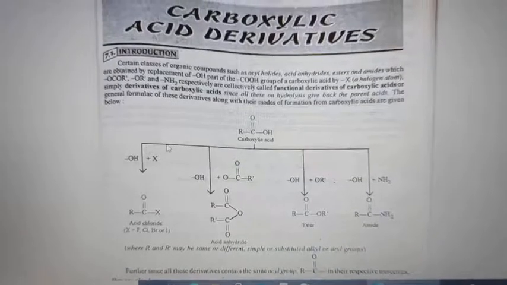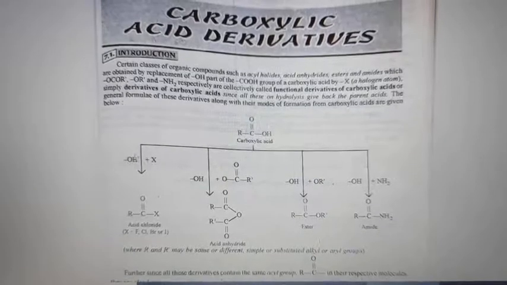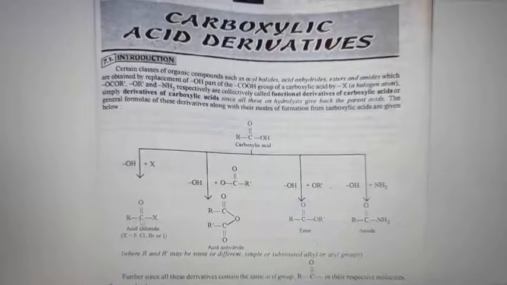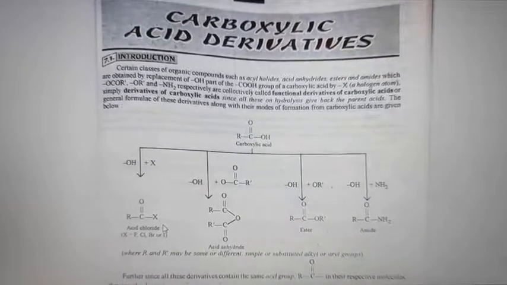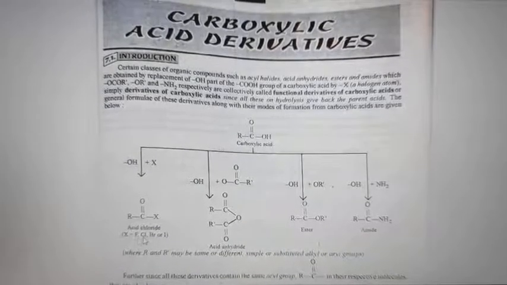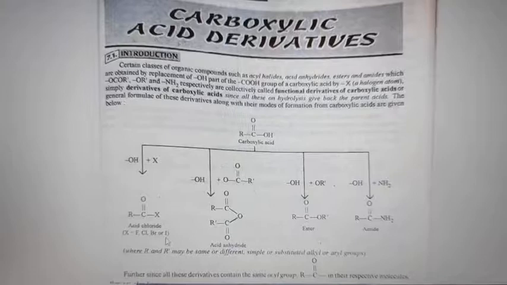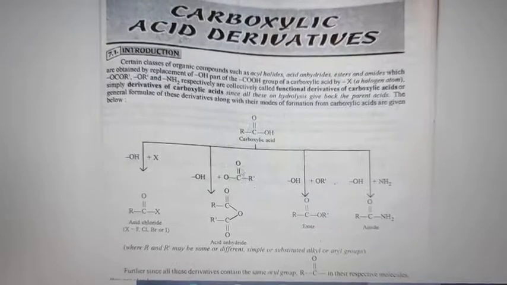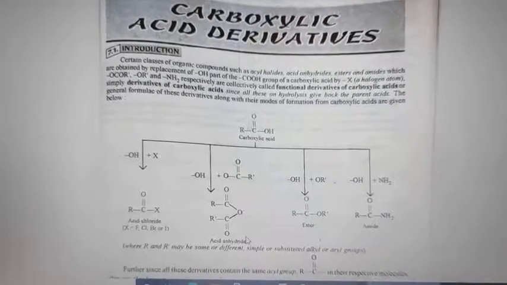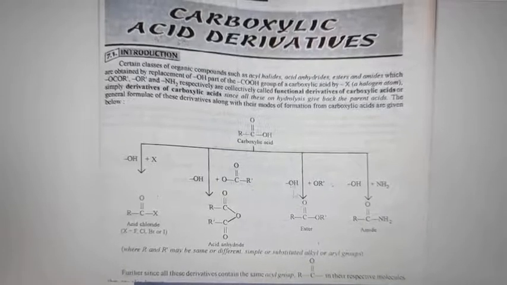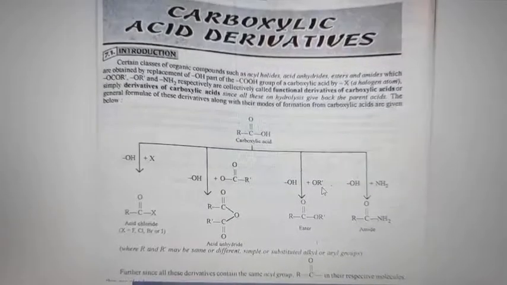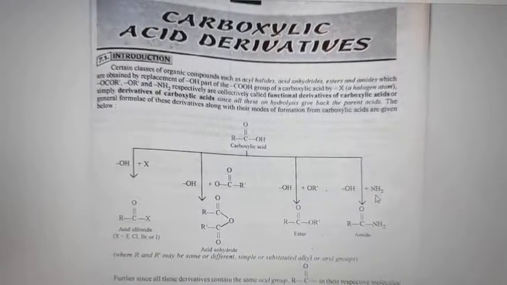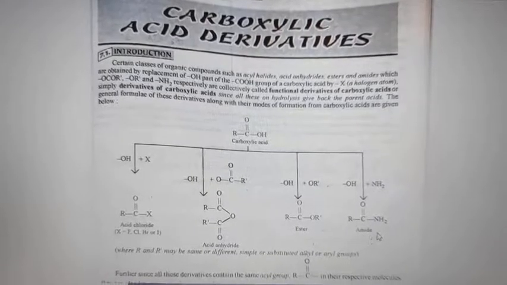In this structure, it is very clear that when the hydroxyl group is replaced by X, we get acid chloride. So RCOX is the general formula of acid chloride, where X can be chlorine, bromine or iodine. When this hydroxyl group is replaced by RCOO group, we get acid anhydride. When the hydroxyl group is replaced by alkoxy group, we obtain ester, and when the hydroxyl group is replaced by NH2 group, we get amides.